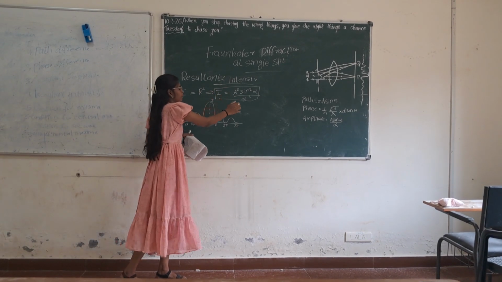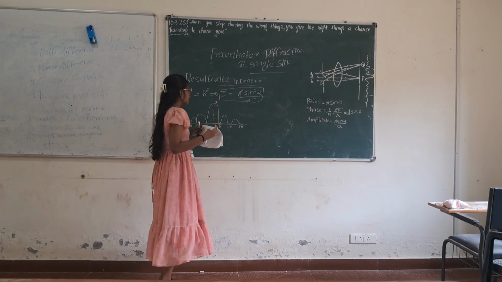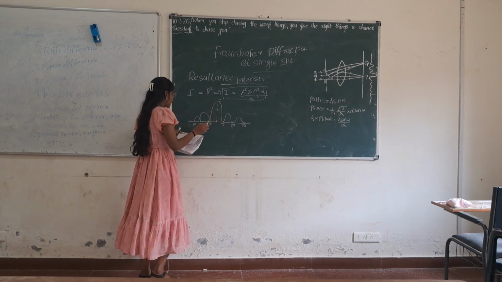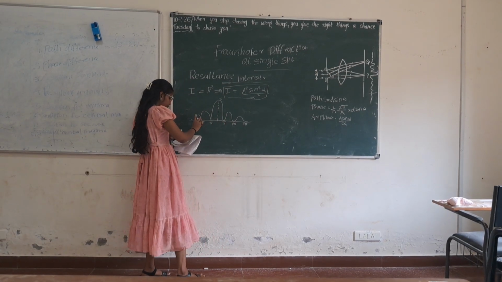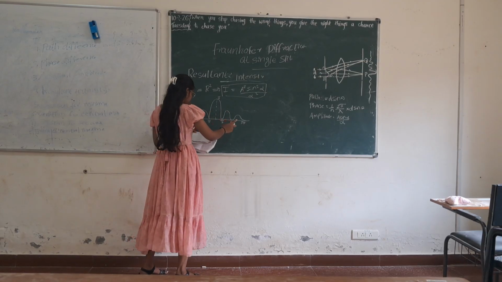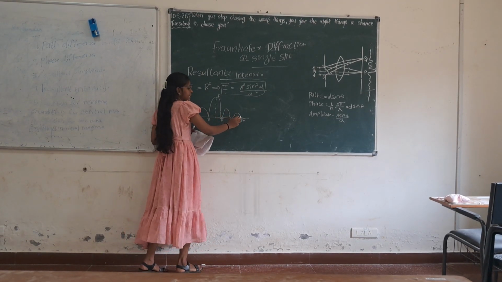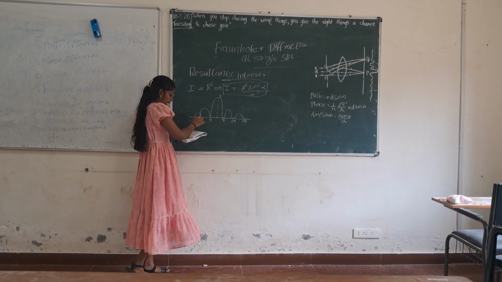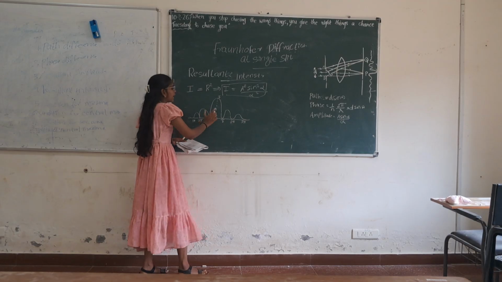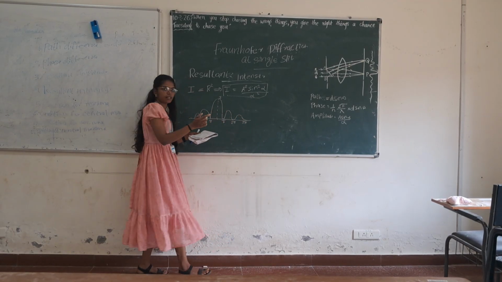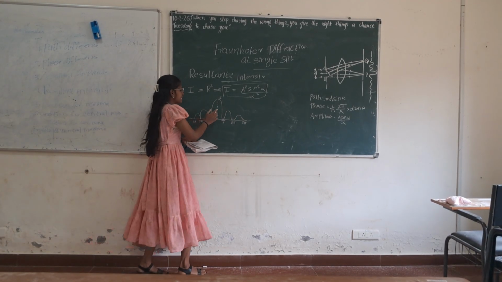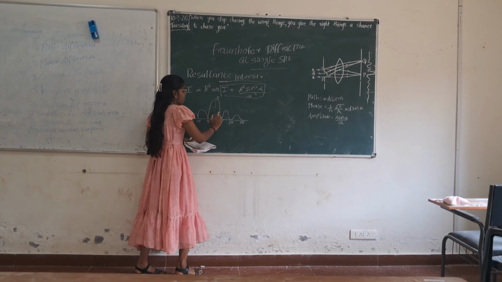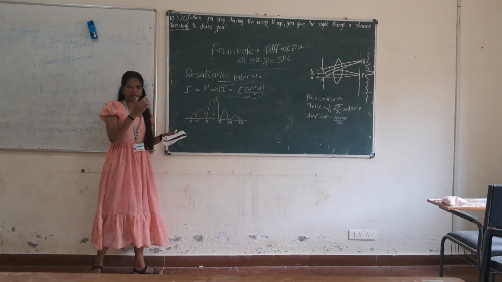sin squared alpha by alpha squared versus alpha. At the center we get the central bright band at maximum intensity, and on either side of the central band there are maxima and minima of decreasing intensity. All the maxima on either side of the central bright band are called secondary maxima, and the minima are called secondary minima.